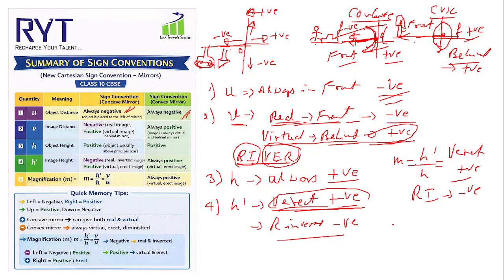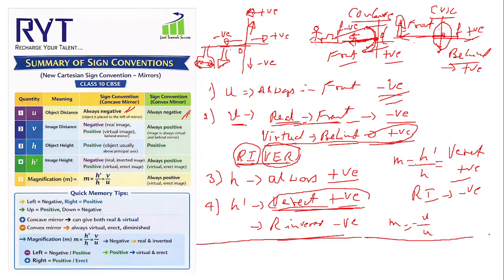Fine. So same thing with m is equal to minus v by u. Same concept, virtual and erect positive, and real and inverted negative. Same concept. So these are the main Cartesian sign conventions. This is the first step.